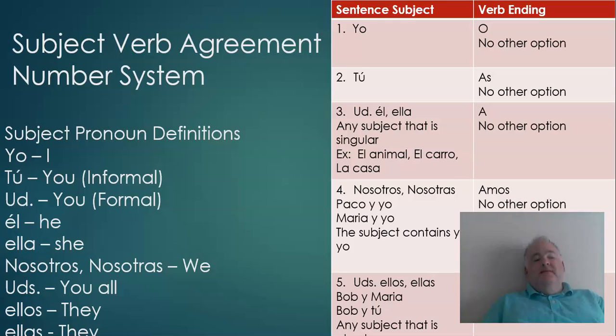Remember the verb ending is A for verb form number 3. No matter what it might be, as long as it's singular, choose verb form number 3.